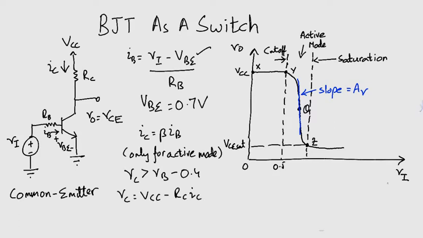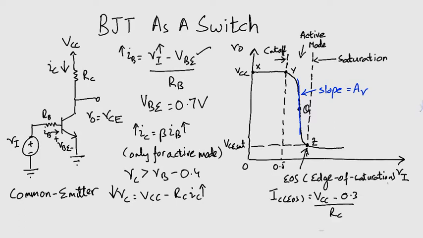Now we are going to increase Vi further. IB will be increased, IC will also increase, and VC will decrease. Eventually we will reach the point Z. This is where the transistor leaves the active region and enters the saturation region. The point Z is also known as the edge of saturation point. This is given by IC edge of saturation equals VCC minus 0.3 over R.